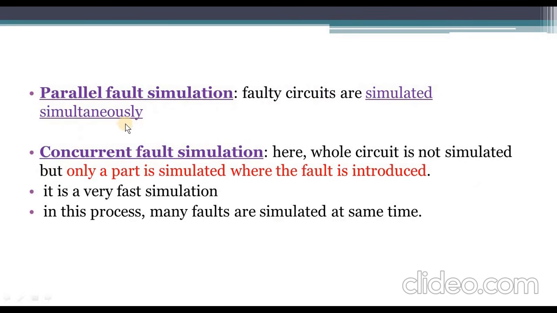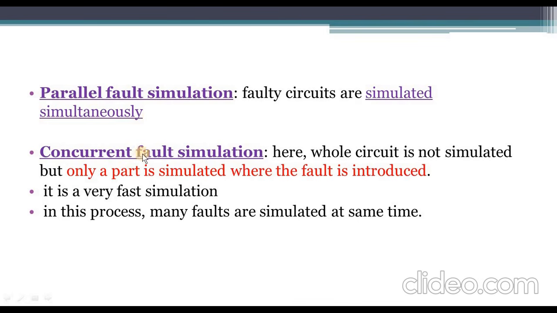Whereas when we come to parallel fault simulation, the faulty circuits are simulated simultaneously. So this is somewhat advanced when compared to serial fault simulation. Whereas in a serial fault simulation, we simulate one after another, in parallel we can simulate all the circuits at a time. Okay, it can reduce the time also.